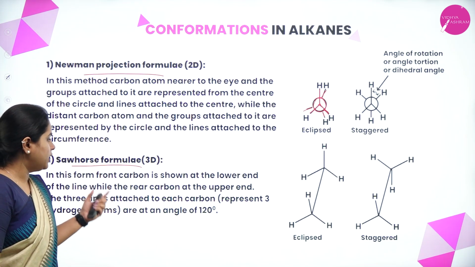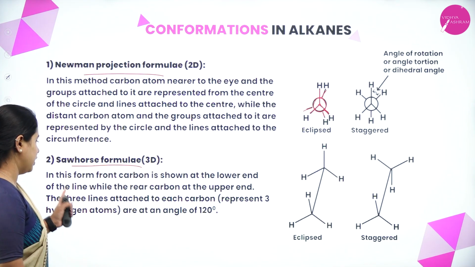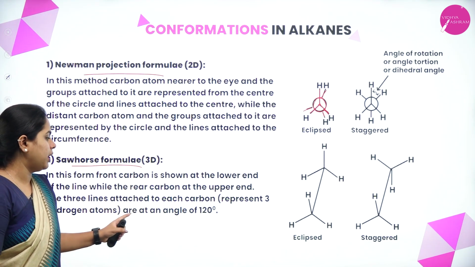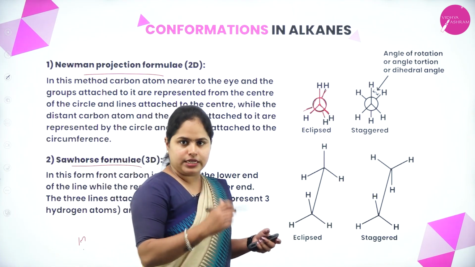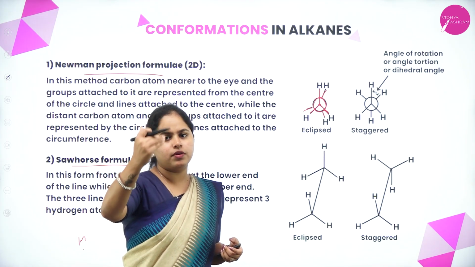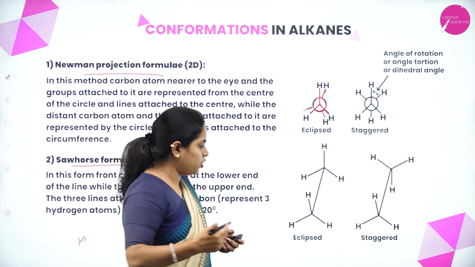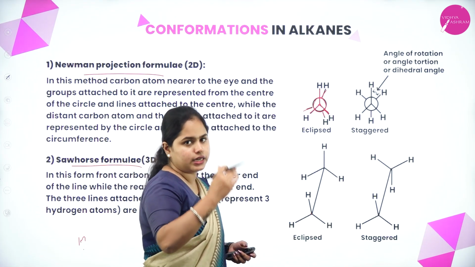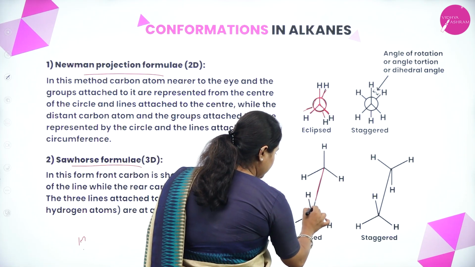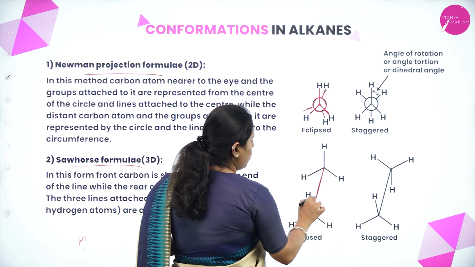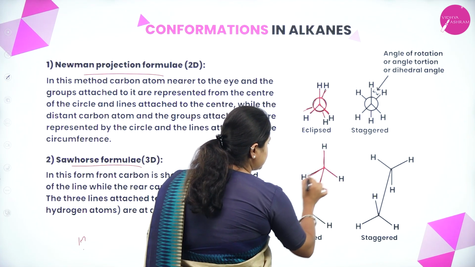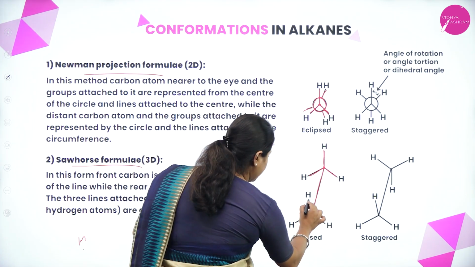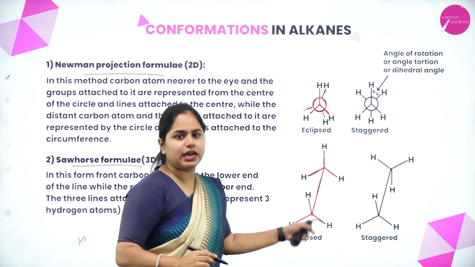In this form, the front carbon is shown at the lower end of the line, while the rear carbon is at the upper end. The three lines attached to each carbon are at an angle of 120 degrees. So, in this case also, how are we going to represent it? One carbon will be towards us, the other carbon will be away from us. So, the carbon which is nearer to you is represented here, below. If this is the line, the one near to us is placed here, the carbon which is far away is placed here. And the three hydrogen atoms are represented at 120 degrees with each other. And here also you can see, so this is your eclipsed conformation.